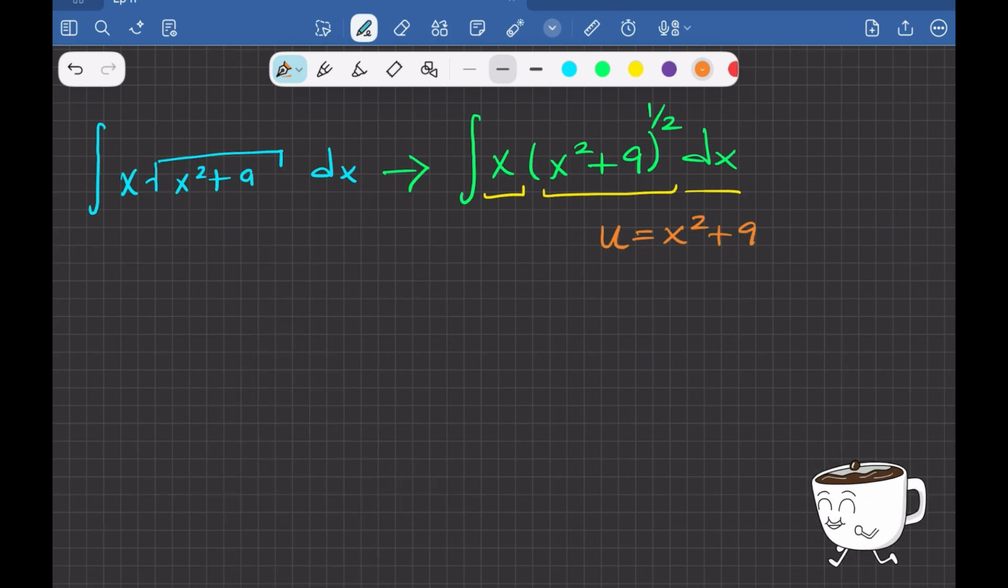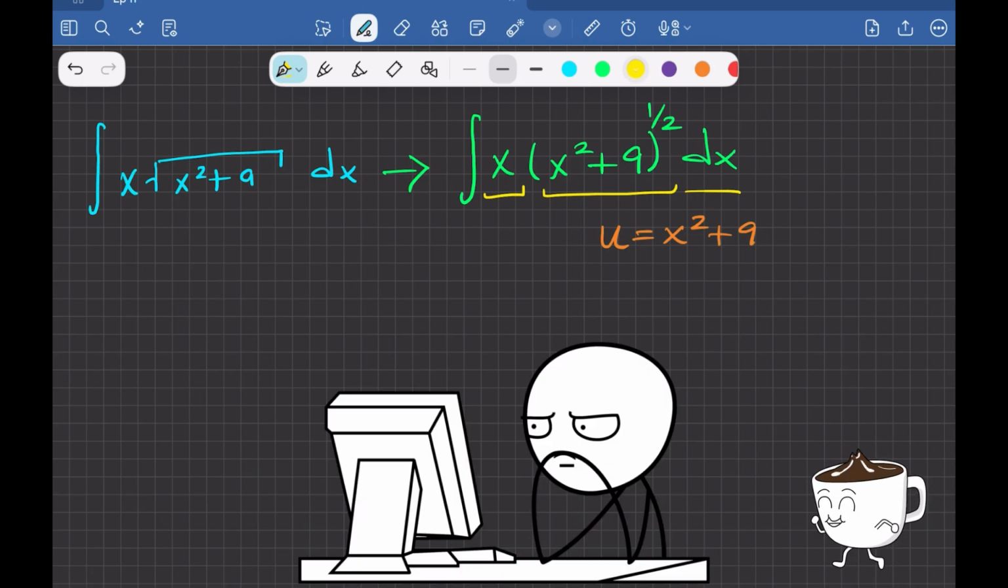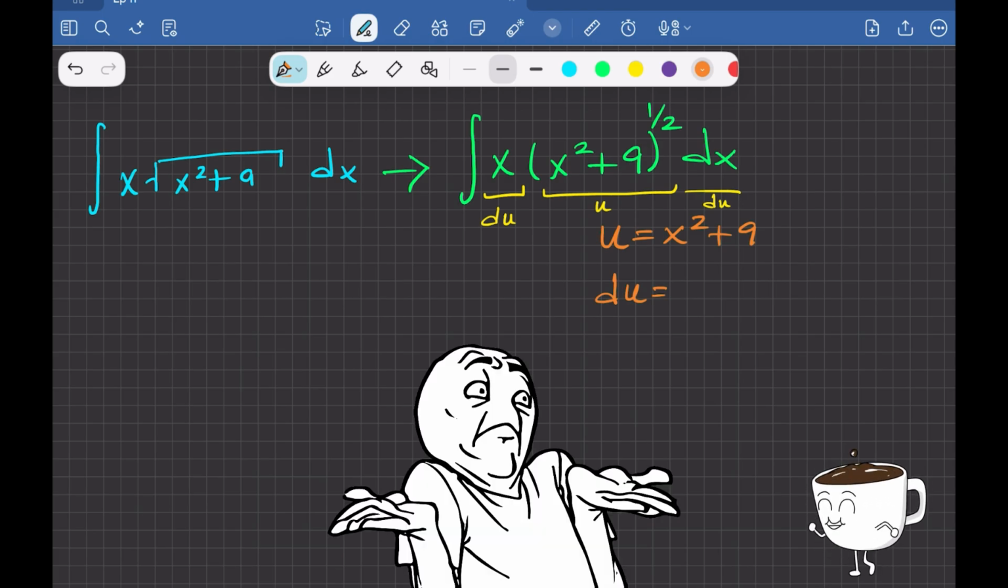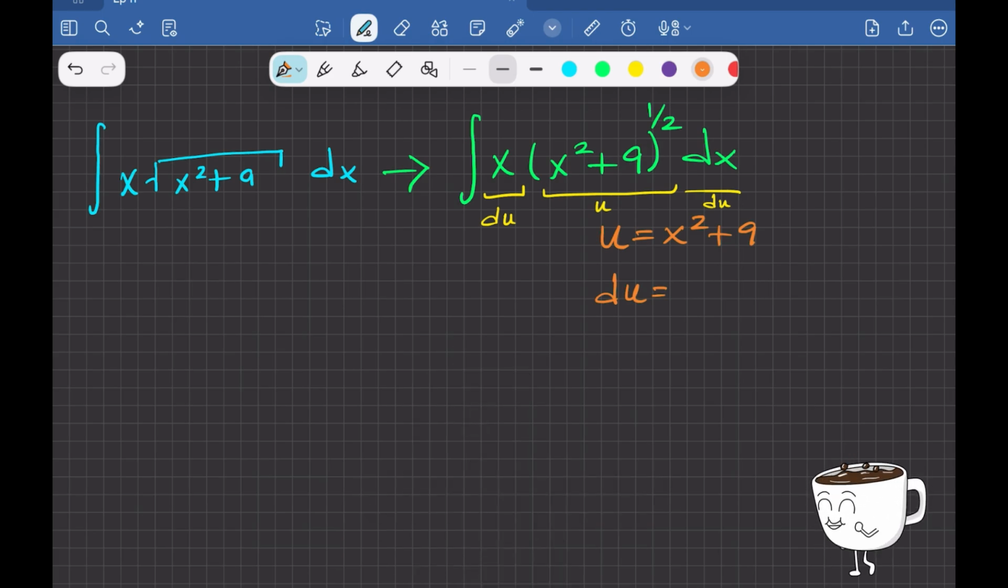Remember that when we choose a u within the terms of an integral, we leave the exponent out. Very well, now let's evaluate if the differential is complete. We are assuming this part is our du. What is our du? We check by taking the derivative of x squared plus 9. The derivative of 9, a number, is always 0. The derivative of x squared is 2x dx.